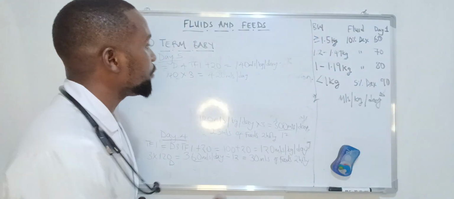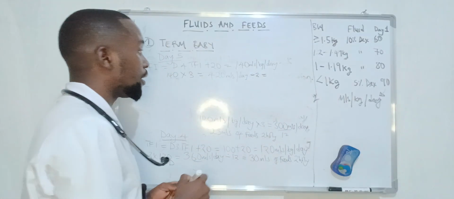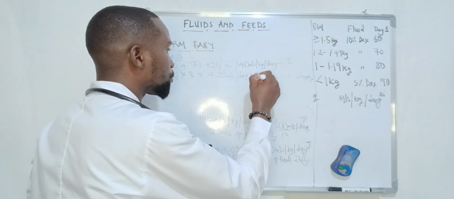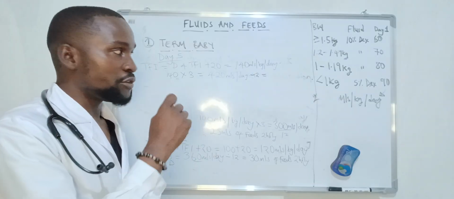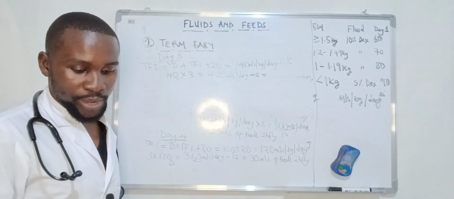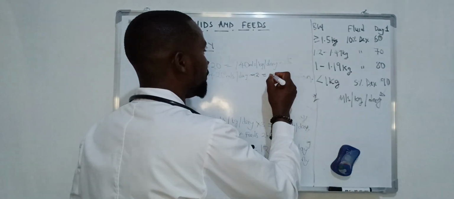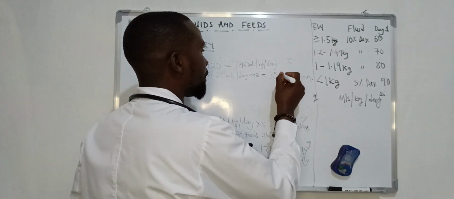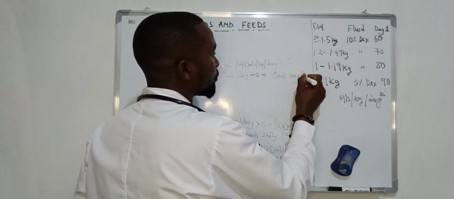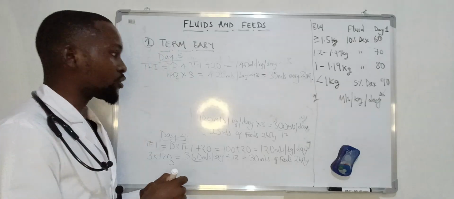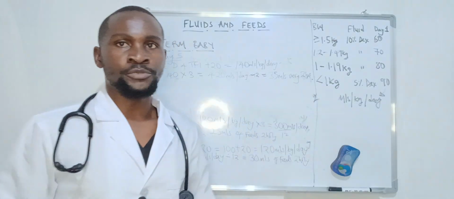Now this 420 meals per day that we're giving this child, because we're going to be feeding 2 hourly, we divide it by 12. So 420 meals per day divided by 12, we are going to end up with 35. So 35 meals every 2 hours. So every 2 hours, the child is going to receive 35 meals of express breast milk.